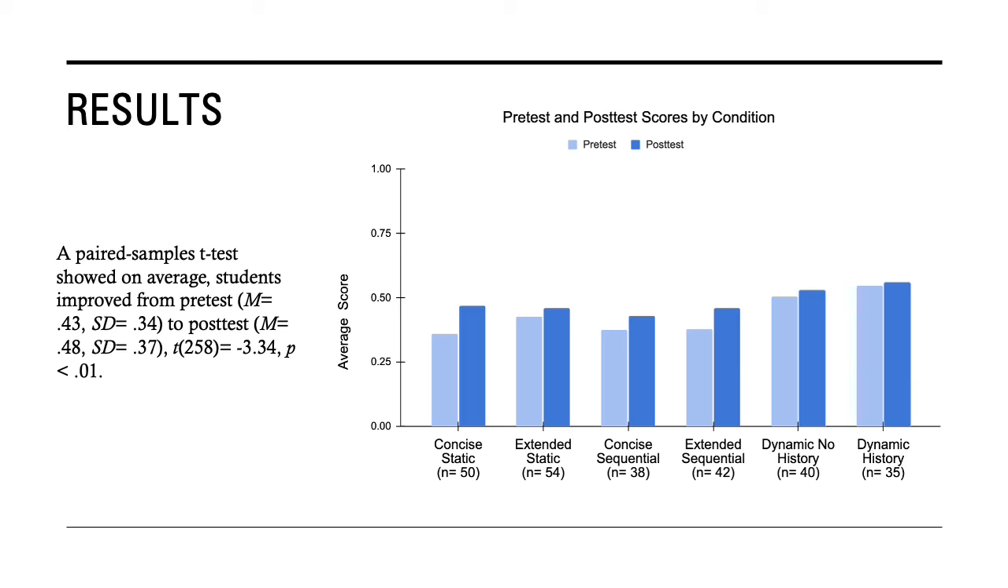A paired samples t-test showed that regardless of condition, students improved from pretest to post-test. Next, an ANCOVA controlling for pretest showed no main effect of condition, revealing no reliable differences between learning from worked examples with different lengths or dynamic presentation.